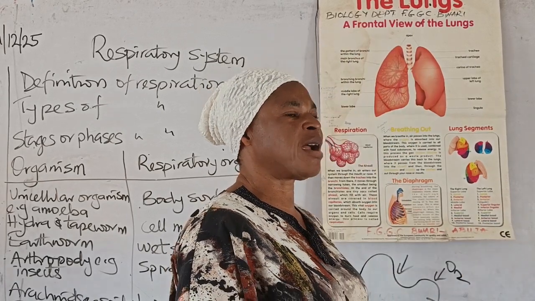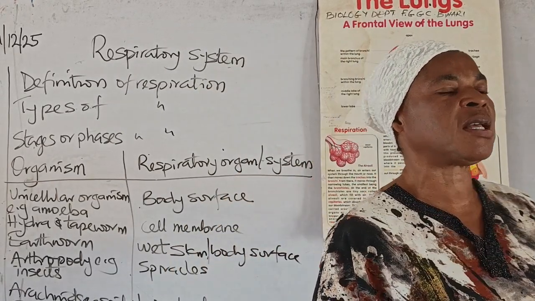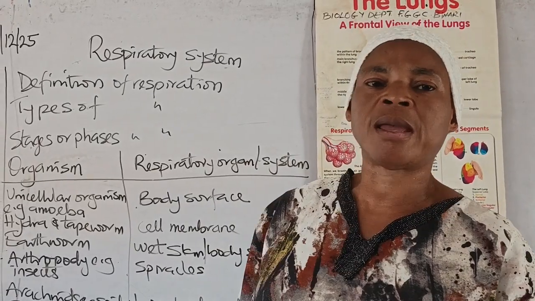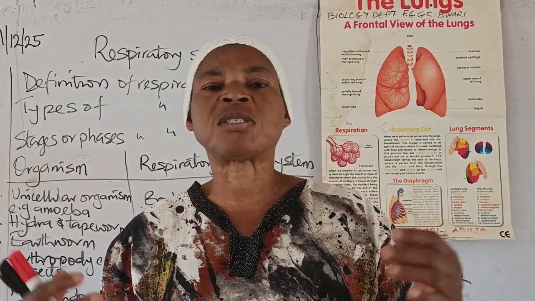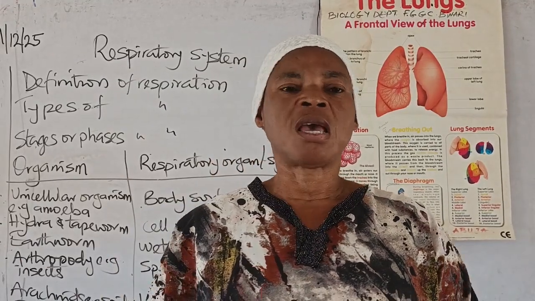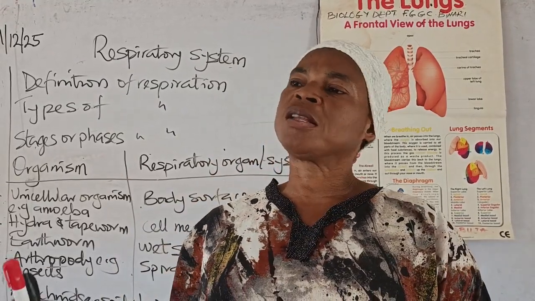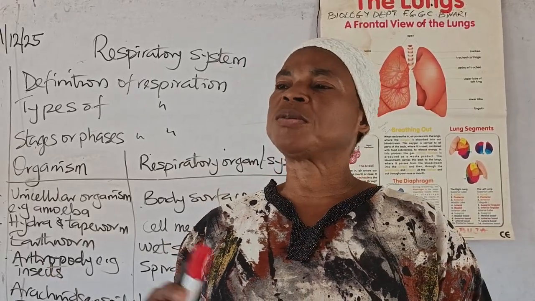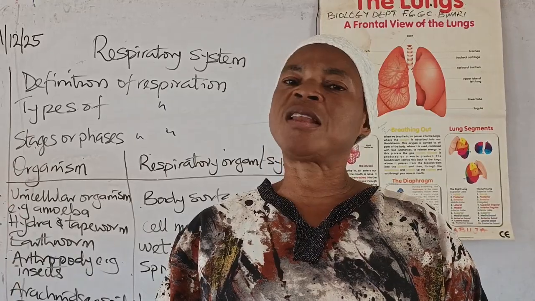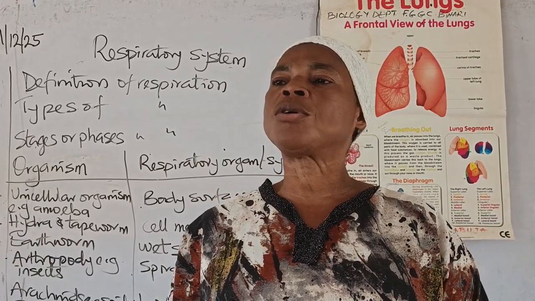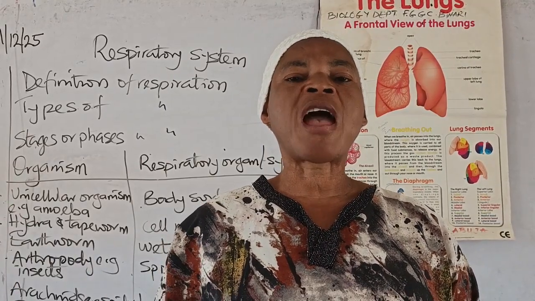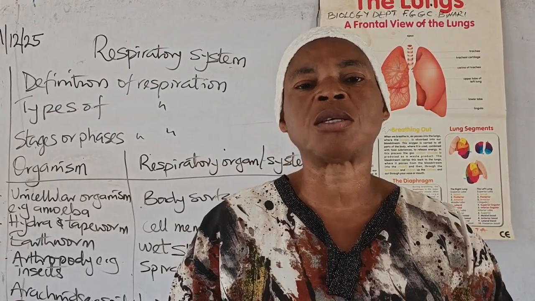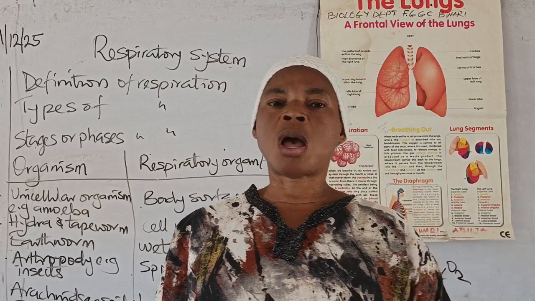And then we also have characteristics of respiratory surfaces. That means that before respiration can take place on a surface, it must have all these characteristics. It must be permeable, it must be moist, it must have a large surface area, it must be thin-walled, it must be highly vascularized, and it must also have a transport medium. Without the transport medium, no respiration will take place.